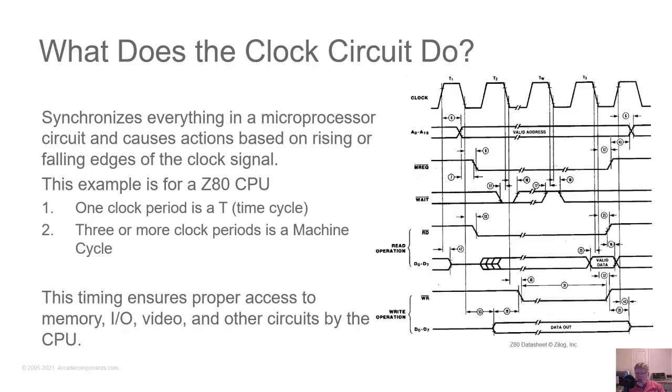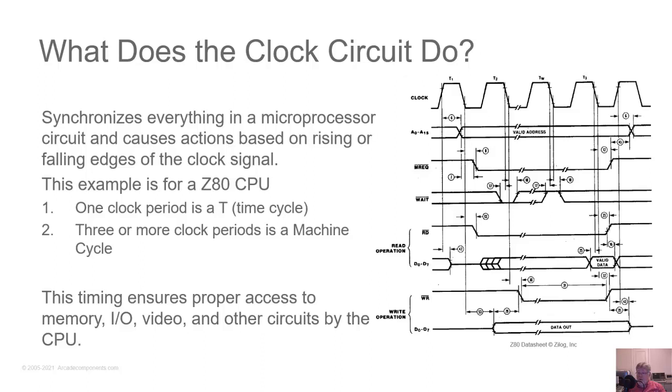Now, if you look at a Z80 CPU and read the data sheet, it'll tell you one clock period is a T, a time cycle. Three or more clock periods is a machine cycle. You'll notice here in this diagram there's also a wait state. A wait state just adds more clock periods to that machine cycle to allow you to have slower responding circuits.